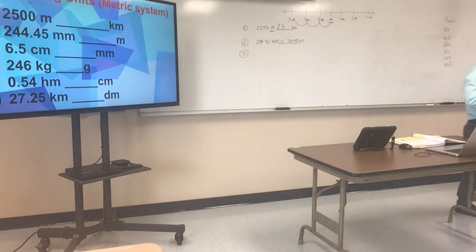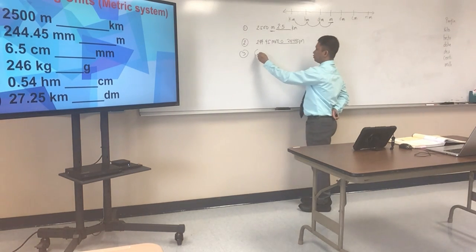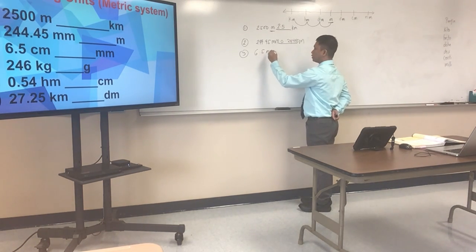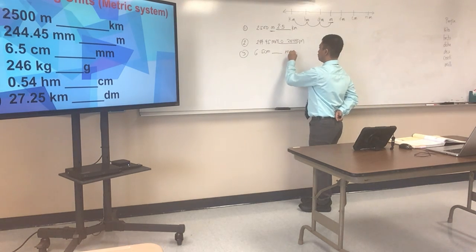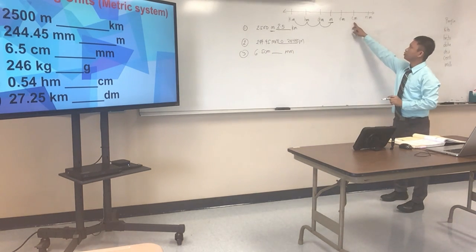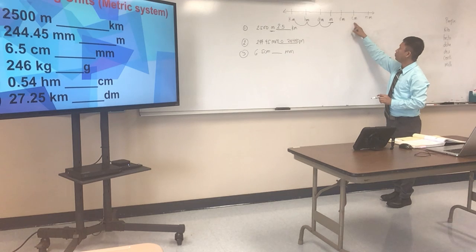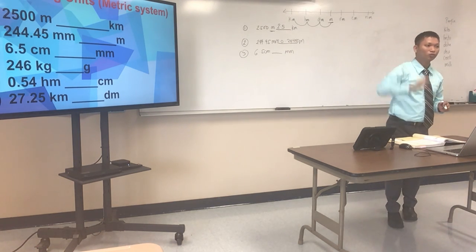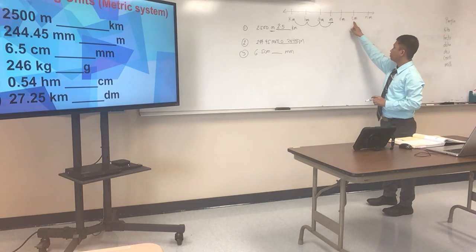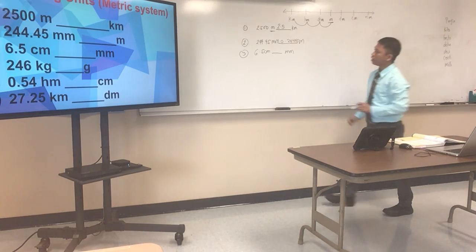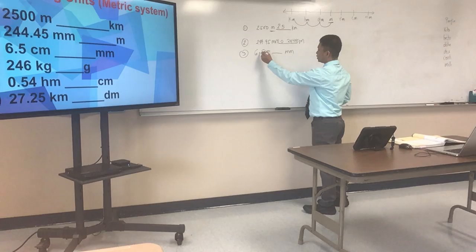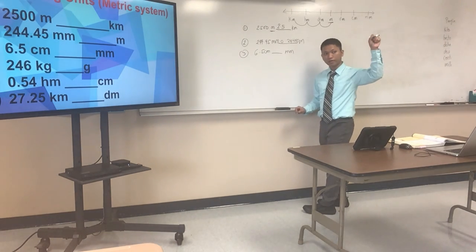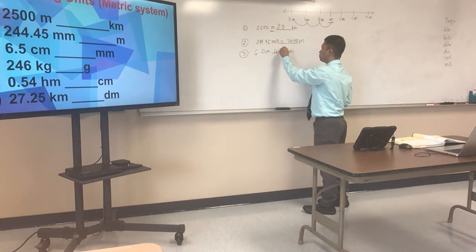Okay, number 3. Centimeters. 6.5 centimeters to mm. So cm to mm. How many decimal places are we going to move here? You move to the right 1. We know 6.5, so we move to the right 1. So this would become 65 millimeters.